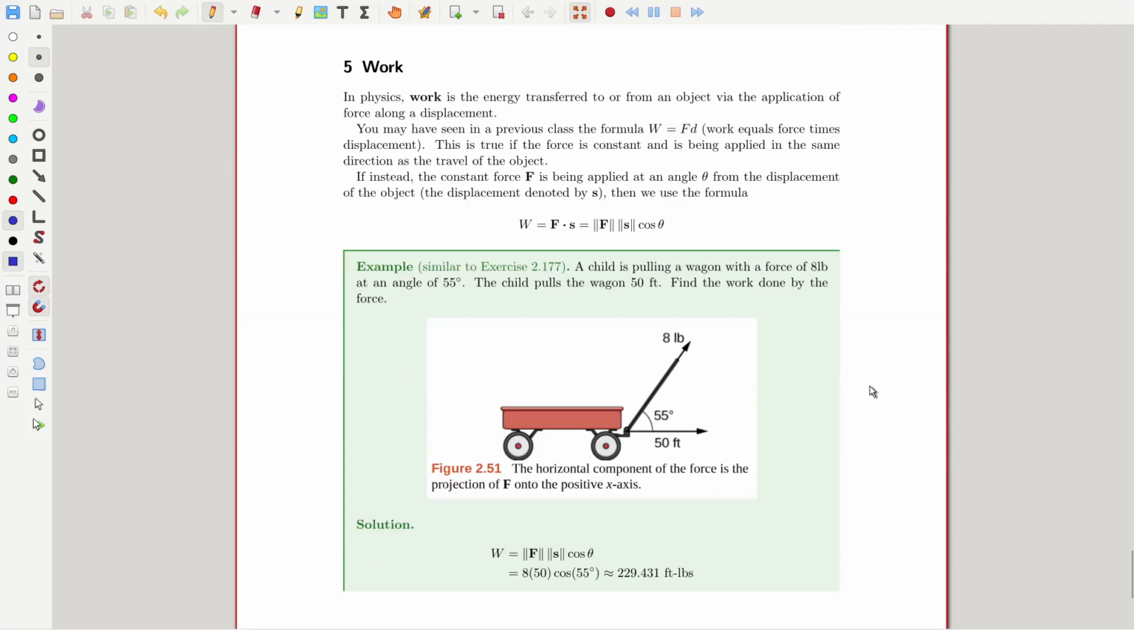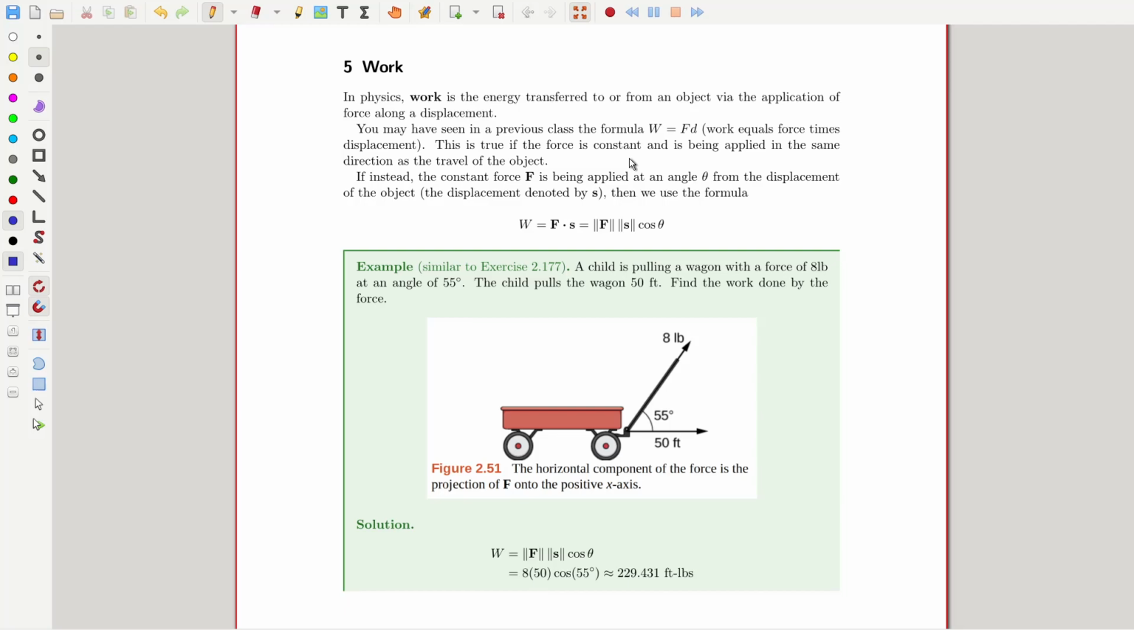This is the last topic for today's lecture. So, work. In physics, work is defined to be the energy transferred to or from an object via the application of force along a displacement. You may have seen in a previous class the formula work is equal to force times displacement. Now, this is true under certain assumptions. It's true under the assumption that the force is constant and that the force is applied in the same direction of travel as the object.